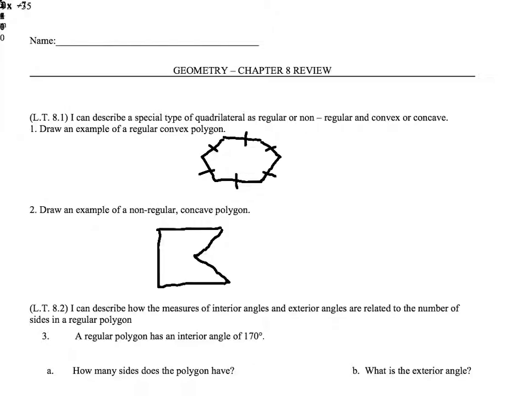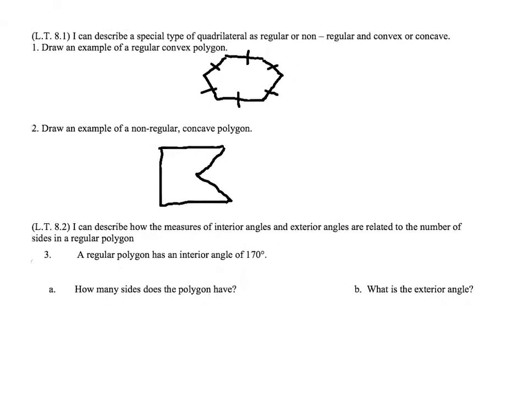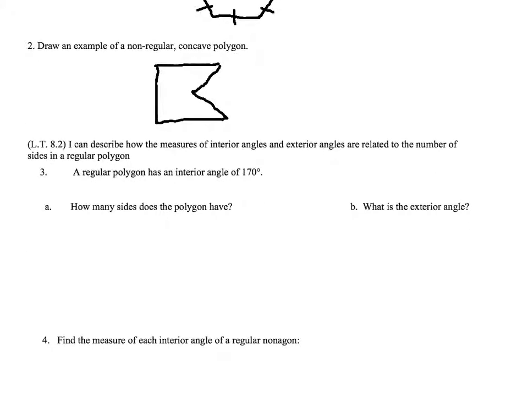Okay? The next question that we have is I can describe how the measures of interior angles and exterior angles are related to the number of sides in a regular polygon. So first off, a regular polygon has an interior angle of 170 degrees. How many sides does it have? Notice the word right here is interior. So what that means, it's an inside angle. So we have a couple different formulas. We're going to use this one: I equals (n minus 2) times 180 over n.